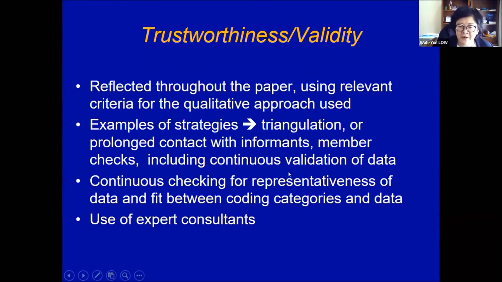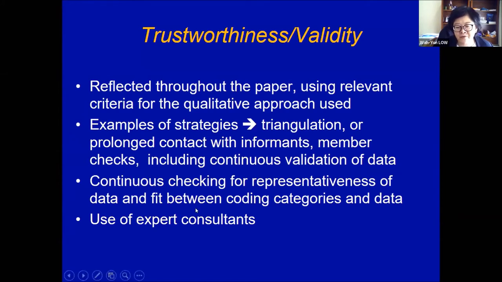And member check, if you're, let's say, studying something about a student, then the member check will be you can ask questions of the parents or even the school teacher or even the peers, the friends. So it's a continuous validation of the data, very important. And also checking of representativeness of the data and fit between coding categories and the data.